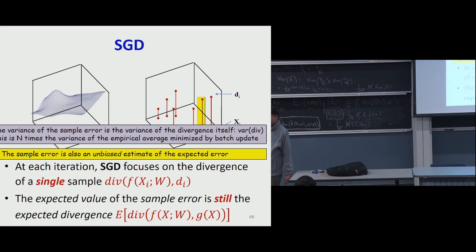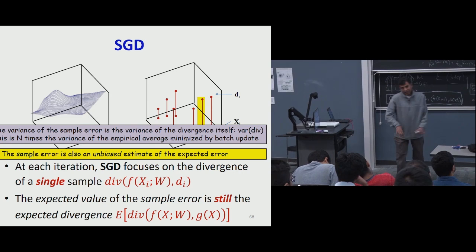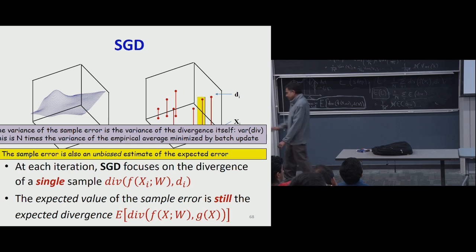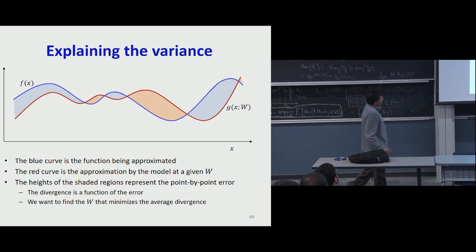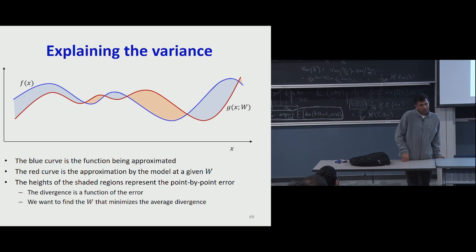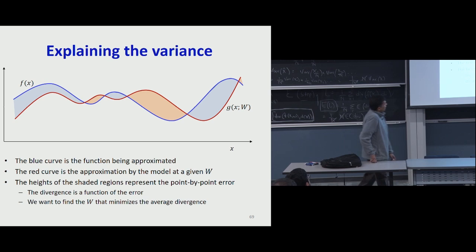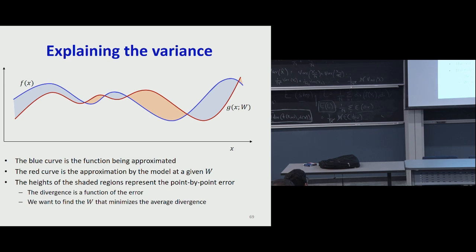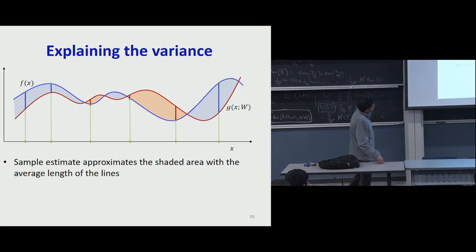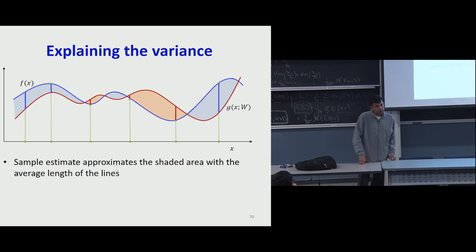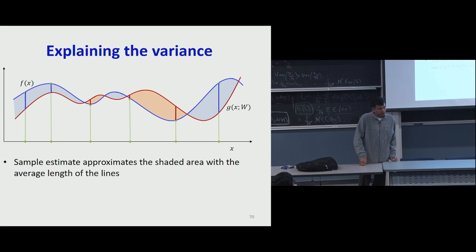Now, all of this may not make a lot of sense in terms of just abstract math, but then let's look at some figures to see how this works. So here, the blue curve is the function that you're trying to approximate. The red curve is the approximation that you get at a current estimate for W. And you want to minimize the area of the shaded area, right? Now, the heights of the shaded regions at each point represent the point-by-point error, basically the divergence, right? And we want to find the W that minimizes the shaded area, except that we don't have the entire function, so we are collecting a bunch of samples, and we are computing the average heights of those blue lines and using that as a proxy for the shaded area. Correct? So now given this, what happens?